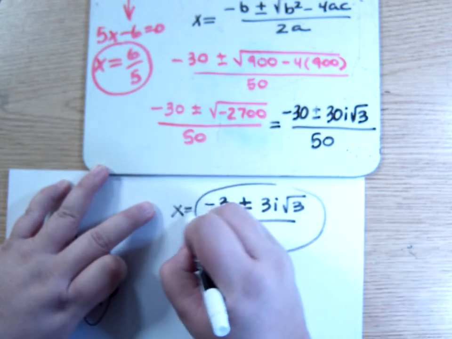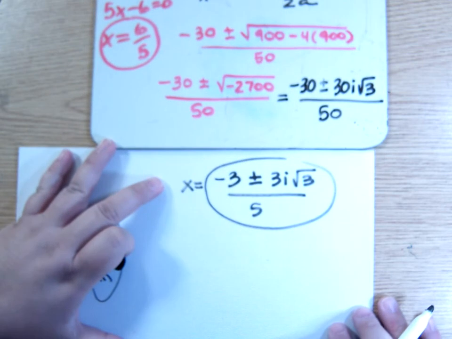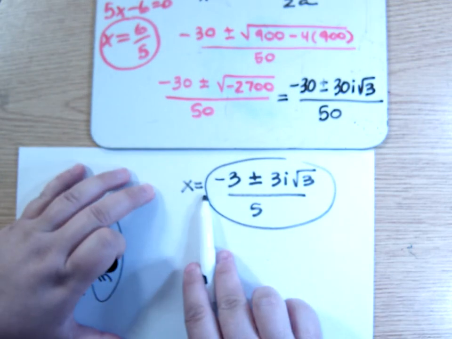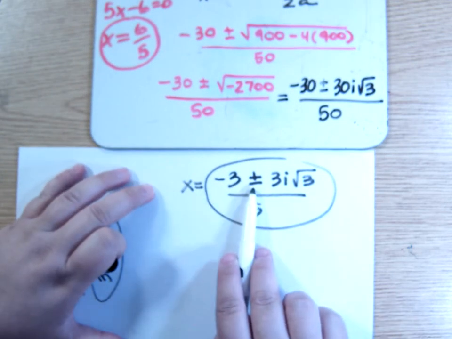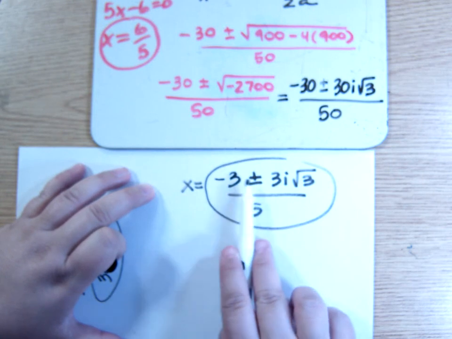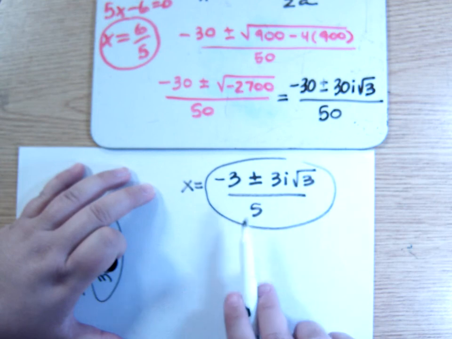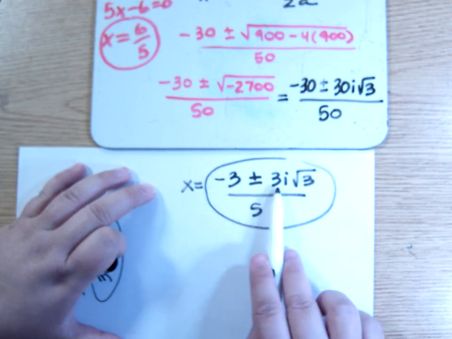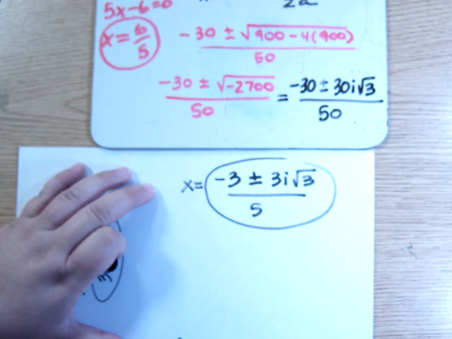So this is my other two solutions. It's two solutions because of that plus or minus. The plus or minus means that one of my solutions is negative 3 plus 3i times square root of 3 over 5. And my other solution is negative 3 minus 3i root 3 over 5. So this is probably the messiest type you would do, is if you cannot completely factor, if you can't go all the way and you have to use quadratic formula.